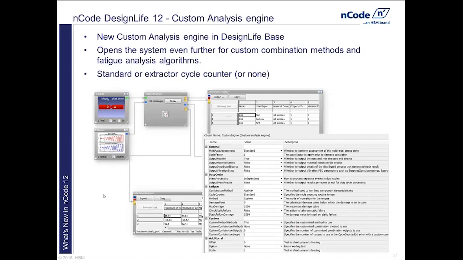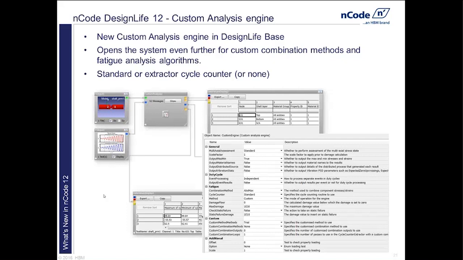This is opening that up a little bit further, so it completely opens the system in terms of reading stress, strain, or vibration results in, and allows you to have your own custom combination method, so your calculation of your combination stress and/or your fatigue analysis algorithms. So you can use our cycle counter or your own, or you can use any combination of your own combination, our combination, and the cycle counting capability. So it opens up a little bit more.